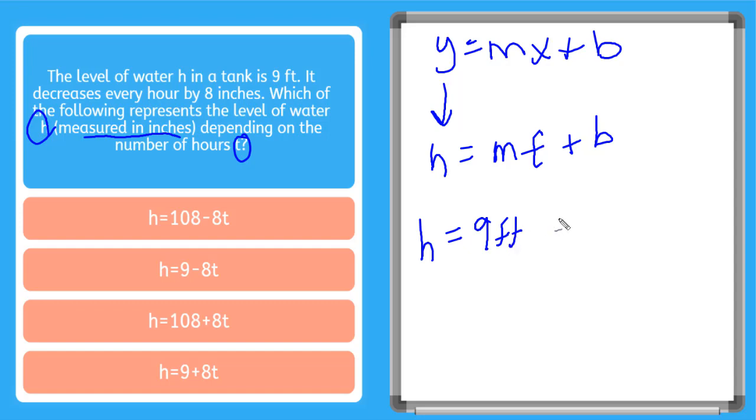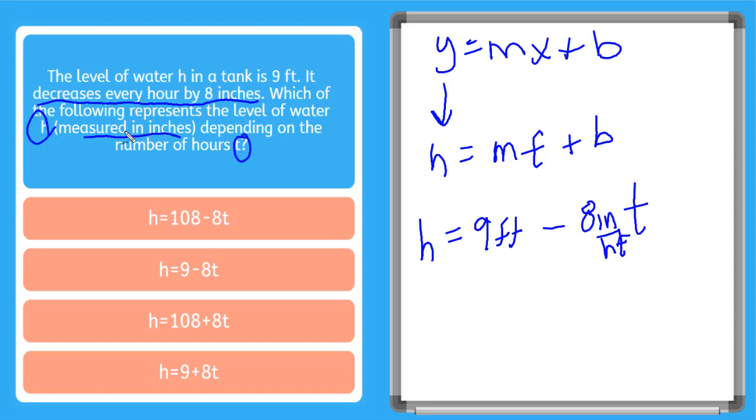And now we need to find our rate. Our rate says decreases every hour by 8 inches. So decreases here, that tells us it's going down. So we're going 9 feet minus our rate of 8 inches per hour times T, the number of hours that passes.